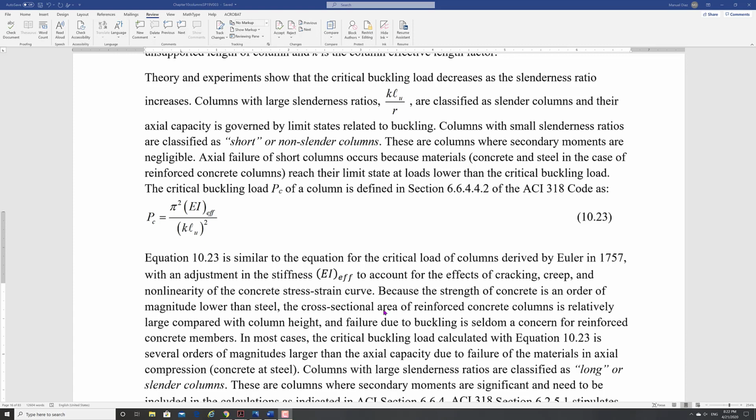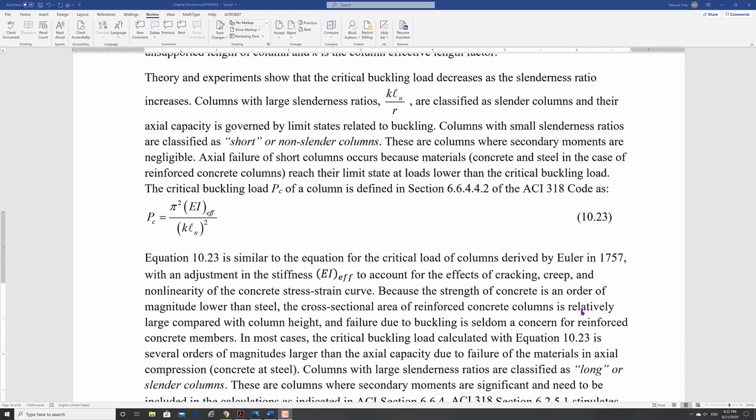So the cross-sectional area of reinforced concrete columns tends to be bigger compared to the area of one steel member. All right. So we don't see a lot of these buckling failures in concrete columns. Not that they cannot happen; they do happen, right? But they're not very common because of the large cross sections that we have in concrete members.